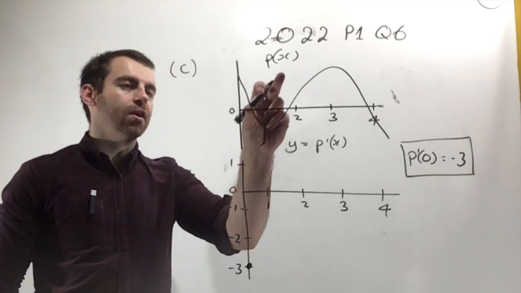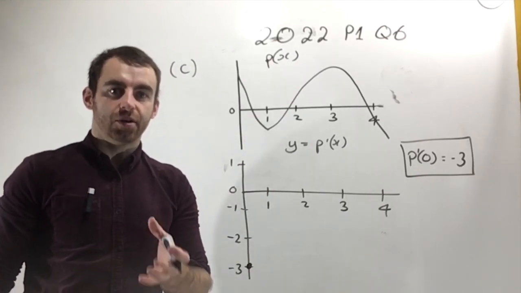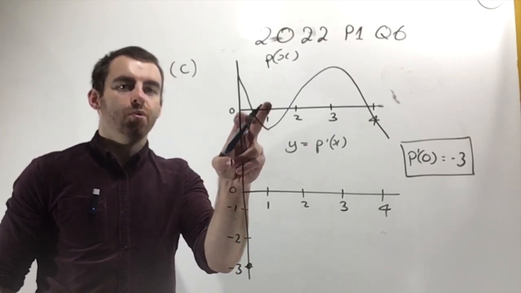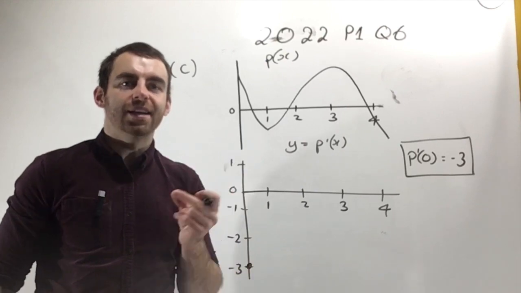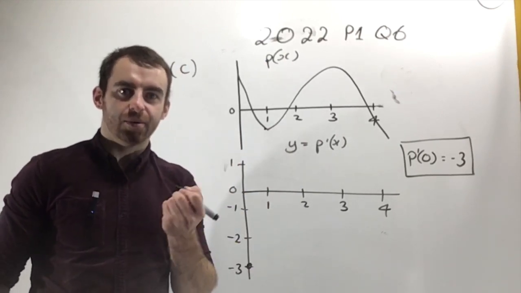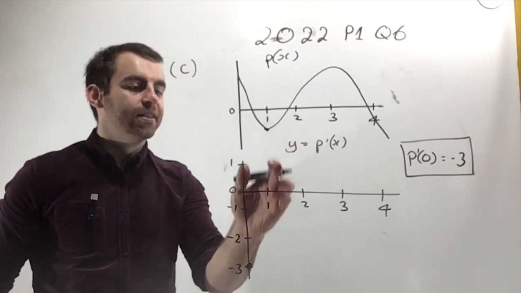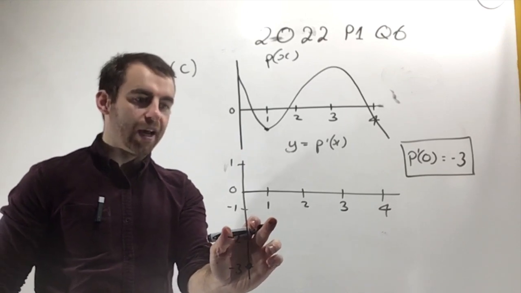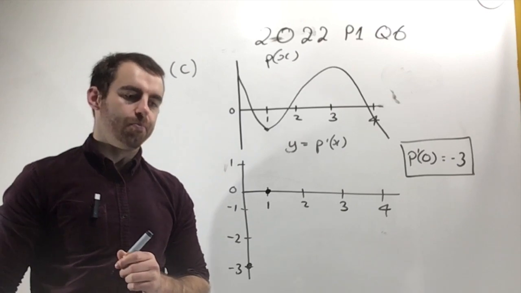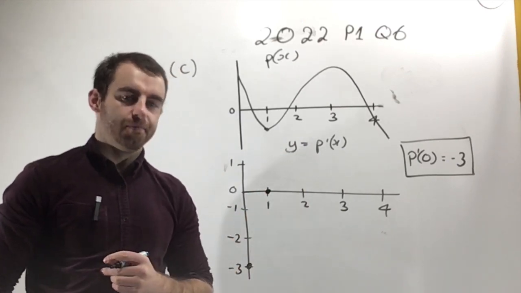Now we should focus on the turning points of p of x. Think back to how we identify turning points. In order to identify the turning point of a function, we get the first derivative and let it equal 0, because at a turning point, the first derivative is equal to 0. One of my turning points is when x is 1. And if I'm trying to draw the derivative of that, I know that at the turning point, the first derivative is equal to 0. So I know that the point 1, 0 must be on the derivative.